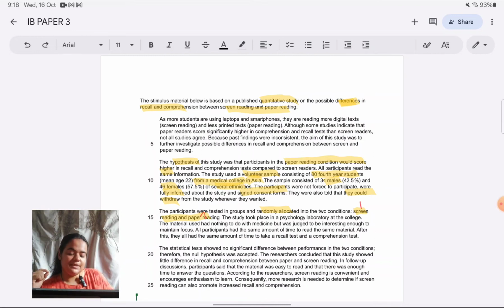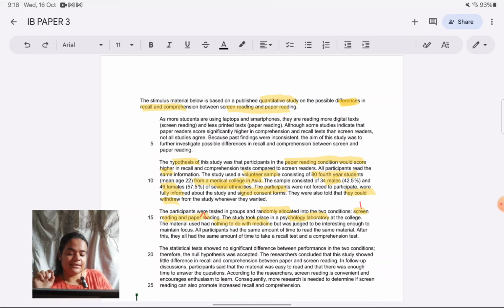The study took place in a psychology laboratory at the college. So this makes it even more clear that it's a true experiment, because they have directly stated that it's taking place in a laboratory. The material used had nothing to do with medicine but was judged to be interesting enough to maintain focus. Again, a point helpful for bias and credibility.